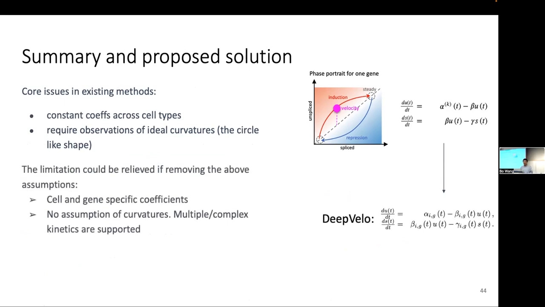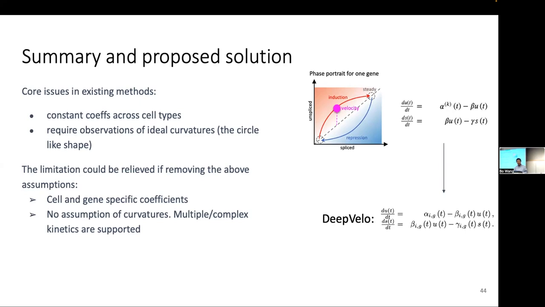The idea behind DeepVelo, as I mentioned, is very simple. We want to completely relax the assumption that the parameters in the differential equation for solving velocity are constant. Instead of assuming they are constant, we want to learn cell-specific, gene-specific parameters using deep learning in a data-driven way. The mathematics behind DeepVelo is the same form, except that these parameters are cell-specific and gene-specific. The purpose of deep learning is to learn these parameters in the differential equations in an unsupervised way. This is the main motivation behind DeepVelo.